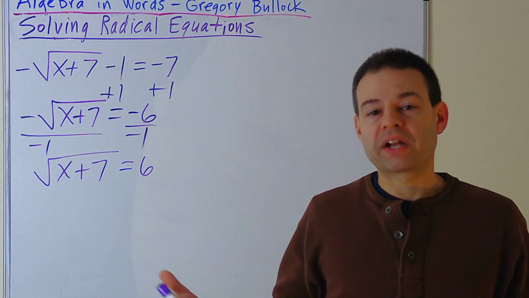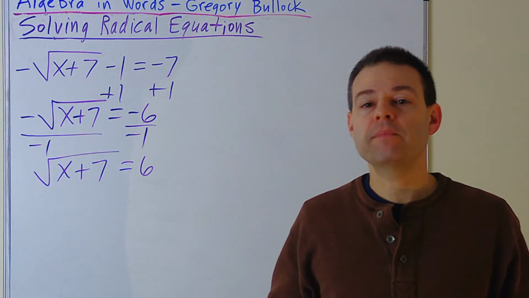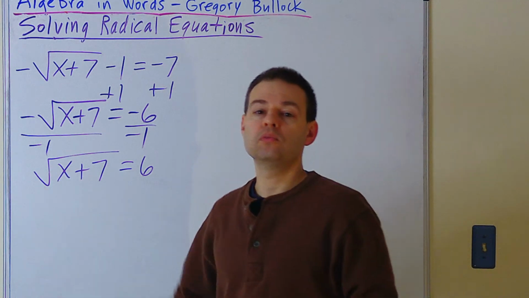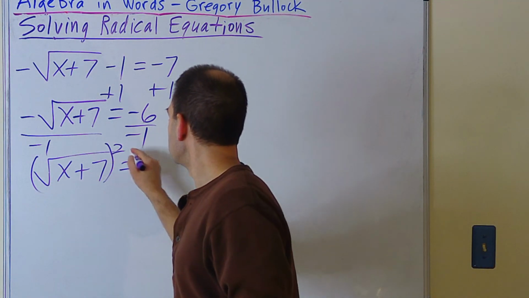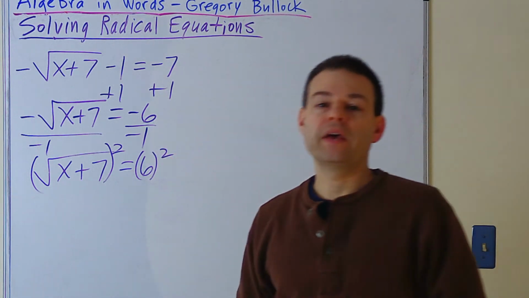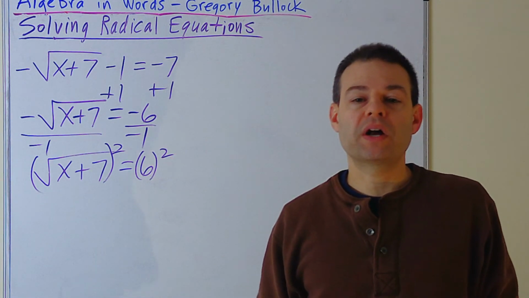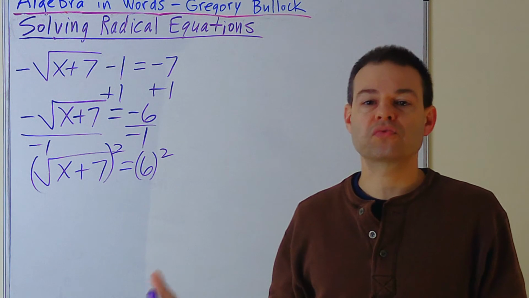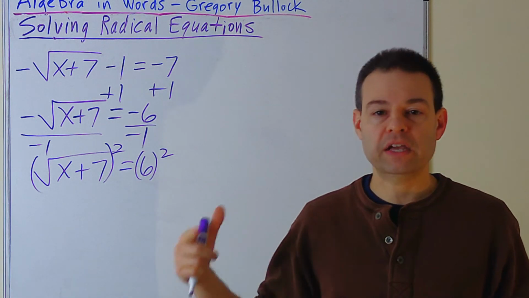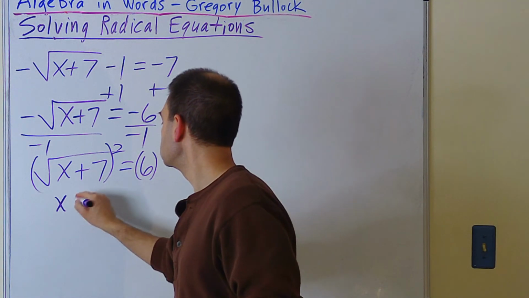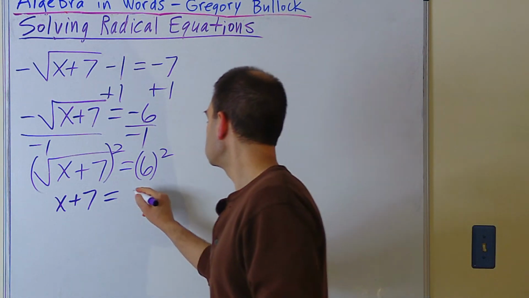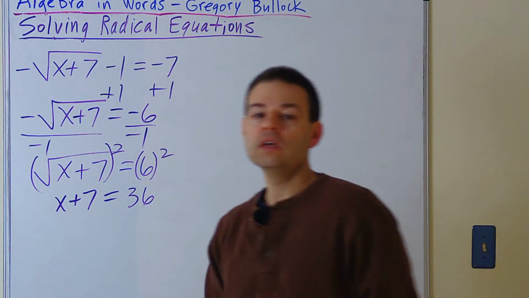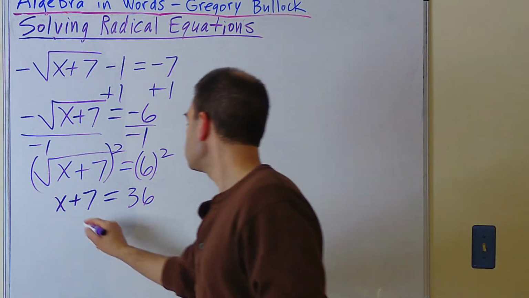And we want to get rid of the radical. And how do we do that? Well, since this is the square root, we want to square both sides. And we square both sides mainly because we want to square the square root. That gets rid of the radical, leaving now x plus 7. And 6 squared is 36. Subtract 7 from both sides.